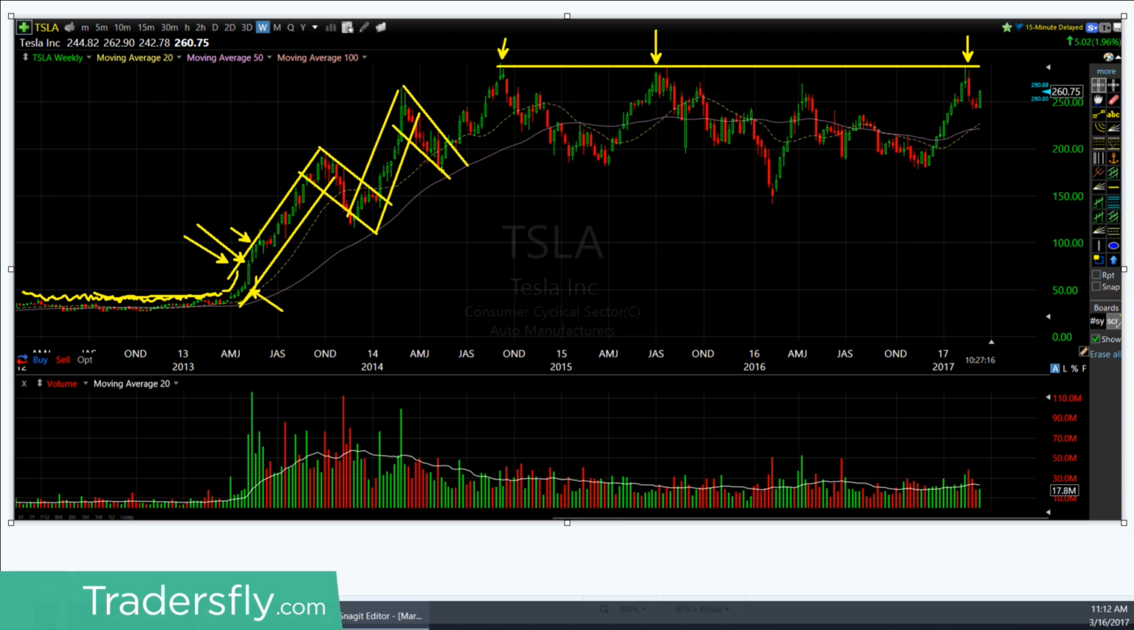So over 2015 and 2016, we've ultimately been moving in a sideways pattern between the 175 and 270, 280 level. And in there, we've had some ups and downs, but ultimately on a bigger picture scope, we've had sideways action.